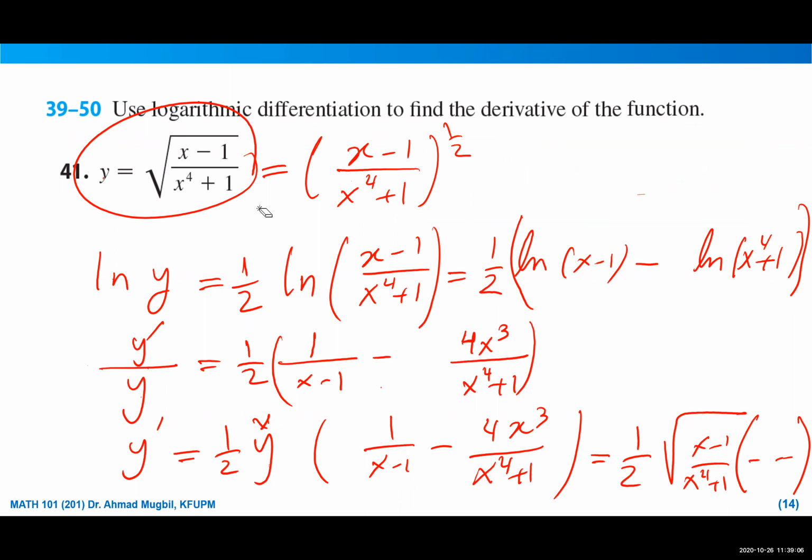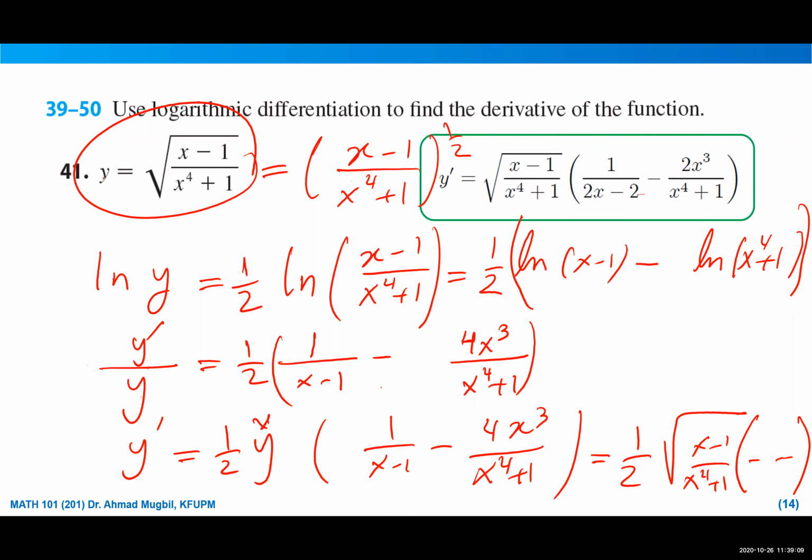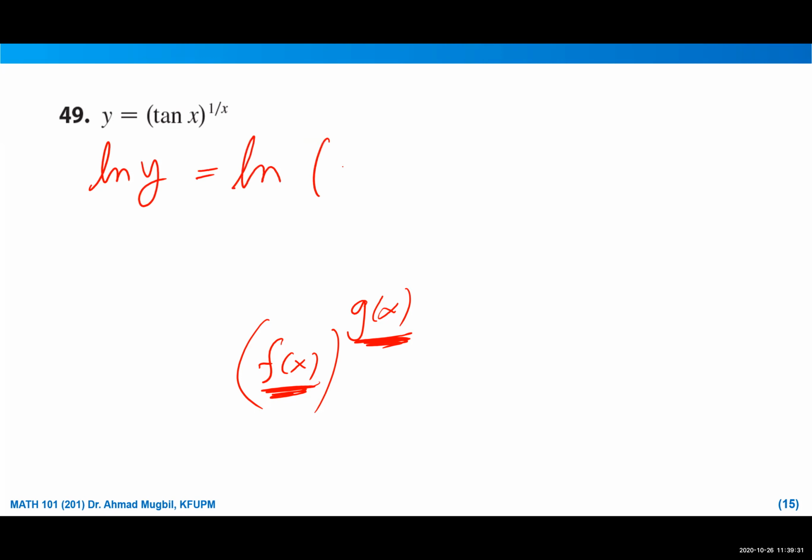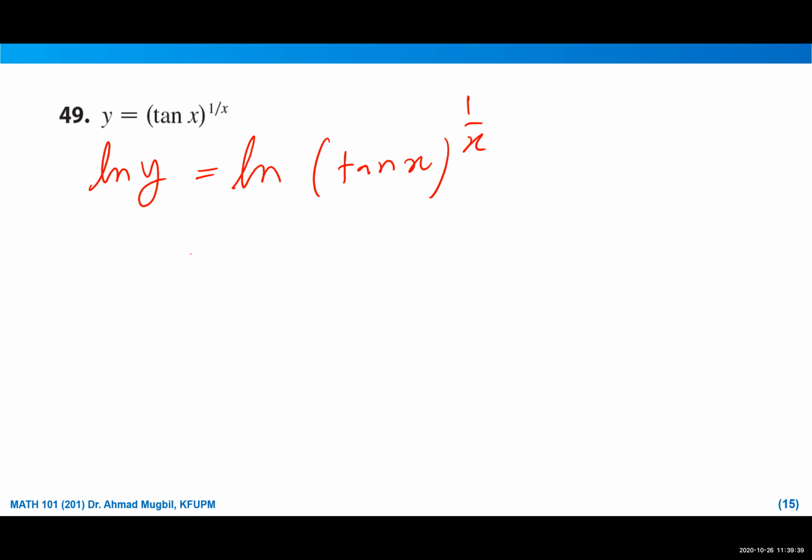So it is important to know how to apply the logarithmic differentiation. I wish we have another one. Yes. How to differentiate this? You have now a function raised to another function. So the base is variable and the exponent is variable. You have to use the logarithmic differentiation. You will write ln y equals to ln tan x all to the power 1 over x. And as I said before, ya shabab, by the power rule this will be equal to 1 over x ln tan x.